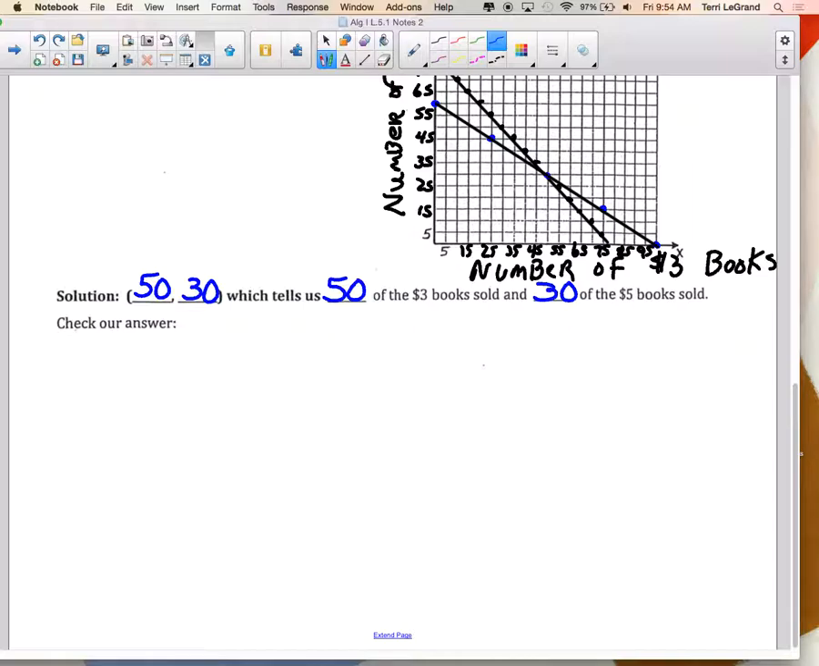And how can we check our answer? Not even thinking about the equation, because what if you set up bad equations? Let's go back to the information they gave us in the beginning. What did they tell us? They sold 80 books altogether. So 50 plus 30, what's that equal? 80. 80 books, that checks.